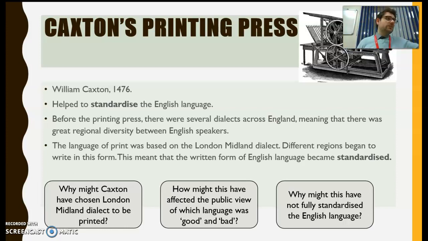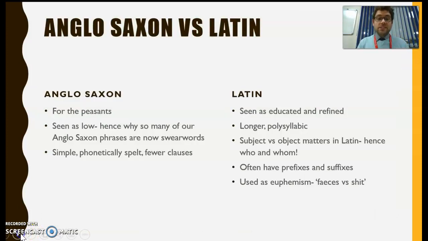If you live in York, it's going to take a very long time. It doesn't matter that Caxton's picked that language for his printing press, because if most people in York can't actually read and don't write, that's not really going to impact the way that they use the language day to day.